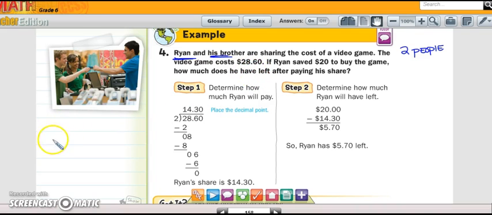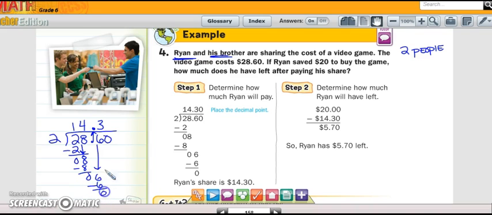So I have $28.60 divided among 2 people. Again, I shoot my decimal straight up. 2 can go into 2 1 time. Bring down the 8. 2 can go into 8 4 times. Bring down the 6. It can go in 3 times. Bring down the 0, and it can go in no times. So my answer is $14.30.